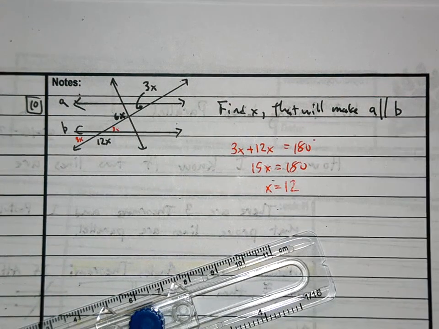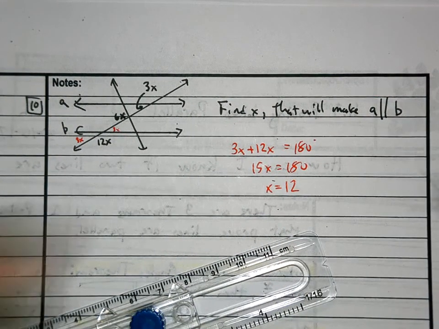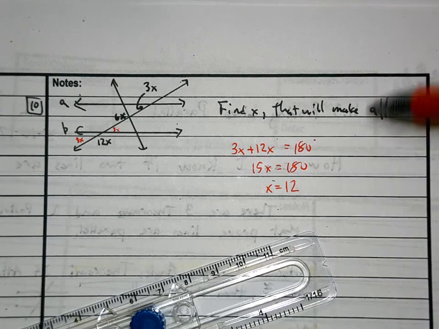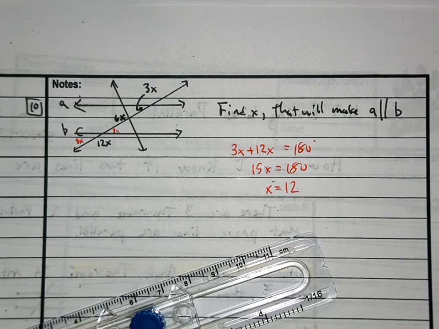12. Now, the question said find x. This time we found x that will make A parallel to B. I have the x is 12. Sometimes you're going to have to plug it back in. Almost always you'll have to plug it back in. Here we don't have to. Okay? So that's a harder one. Let's stop our notes right there.